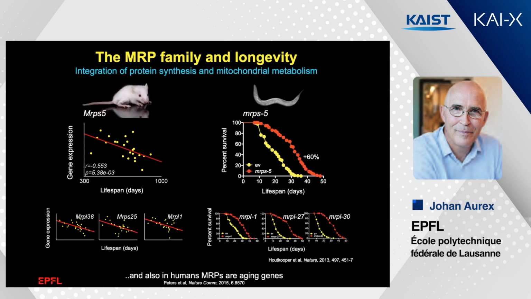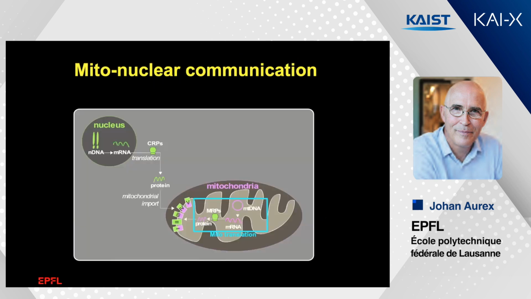Now, let's look a little bit, how does MRPS5 work? 90% of the mitochondrial 1500 proteins or so are made in the nucleus, translated in the cytosol, and then imported, and they will compose subunits of the mitochondrial electron transport chain. The mitochondrial DNA itself encodes 13 mRNAs, which are translated by these mitochondrial ribosomal proteins, which originate in the cytosol.